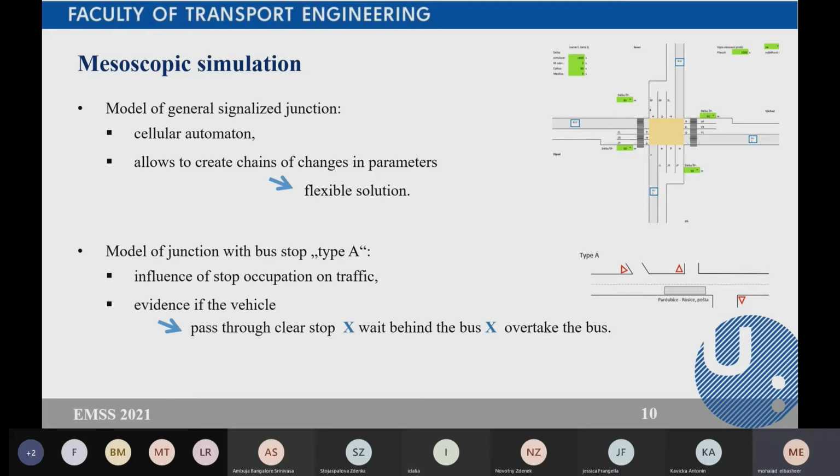The second one is dedicated to the type A stop. This model allows consideration of vehicle delay, queue length, as well as possibility to overtake the bus. We'll come to that later.